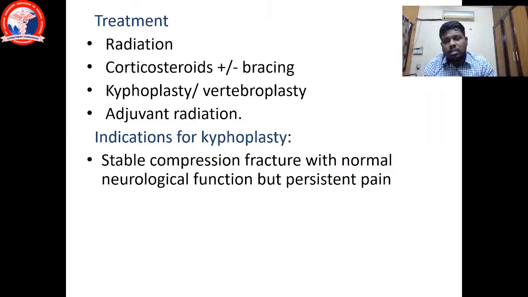The treatment for spine pathological fractures is radiation, corticosteroid for pain management, kyphoplasty, vertebroplasty, and adjuvant radiation. The indication for kyphoplasty is a stable compression fracture with normal neurological function but persistent pain. For kyphoplasty, the patient should have an intact posterior cortex of the vertebral wall, or else there will be complications of cement migration into the spinal canal.